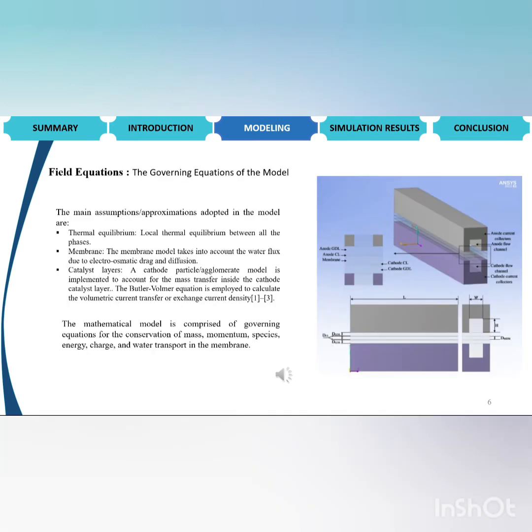The governing equations of the model. The main assumptions adopted in the model are thermal equilibrium in the membrane and catalyst layer. The mathematical model is composed of governing equations for the conservation of mass, momentum, species, energy, charge, and water transport in the membrane.